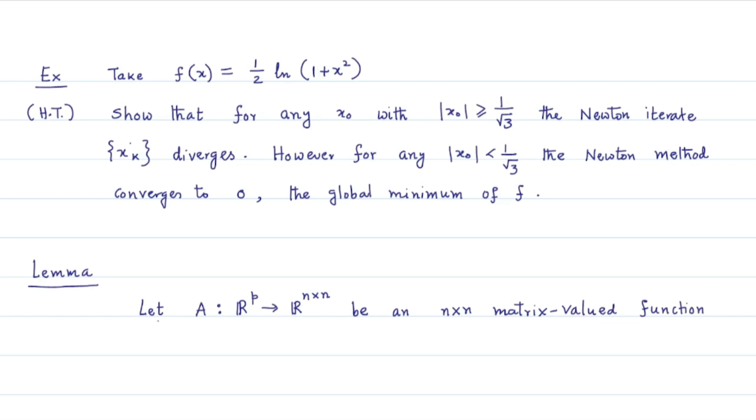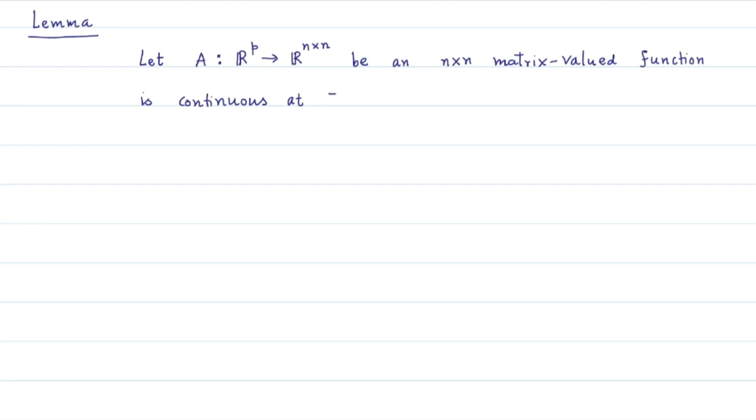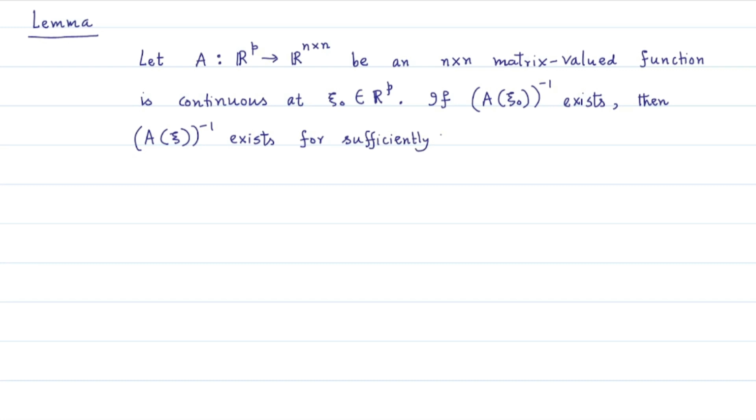And suppose this matrix valued function A is continuous at a point, say xi naught, in Rp. Then we can show that if the matrix A xi naught is invertible, then for any given xi sufficiently close to xi naught, the matrix A xi is invertible and the function, the inverse of capital A, is continuous at the point xi naught.